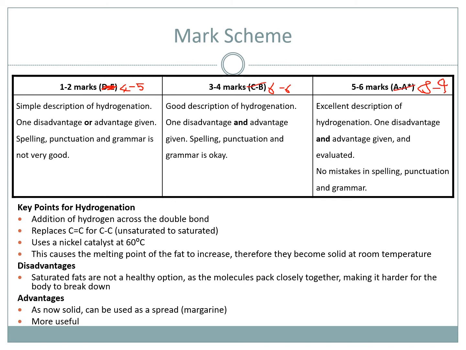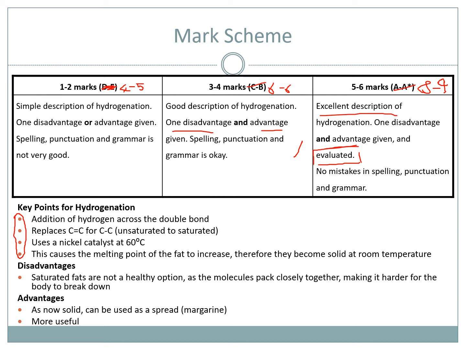Okay, so you give an advantage or a disadvantage. You've included some errors in spelling, punctuation, or grammar. That's always the hard thing to spot when you've written it yourself. A good description of hydrogenation: we'll look for the key points down here. A good description includes at least 2 of those key points, and you've given an advantage and a disadvantage, and grammar is fine. Excellent description, we're looking for all 4 of those points, with an advantage and a disadvantage given and evaluated. That means you've made a decision. No mistakes in spelling, punctuation, or grammar.